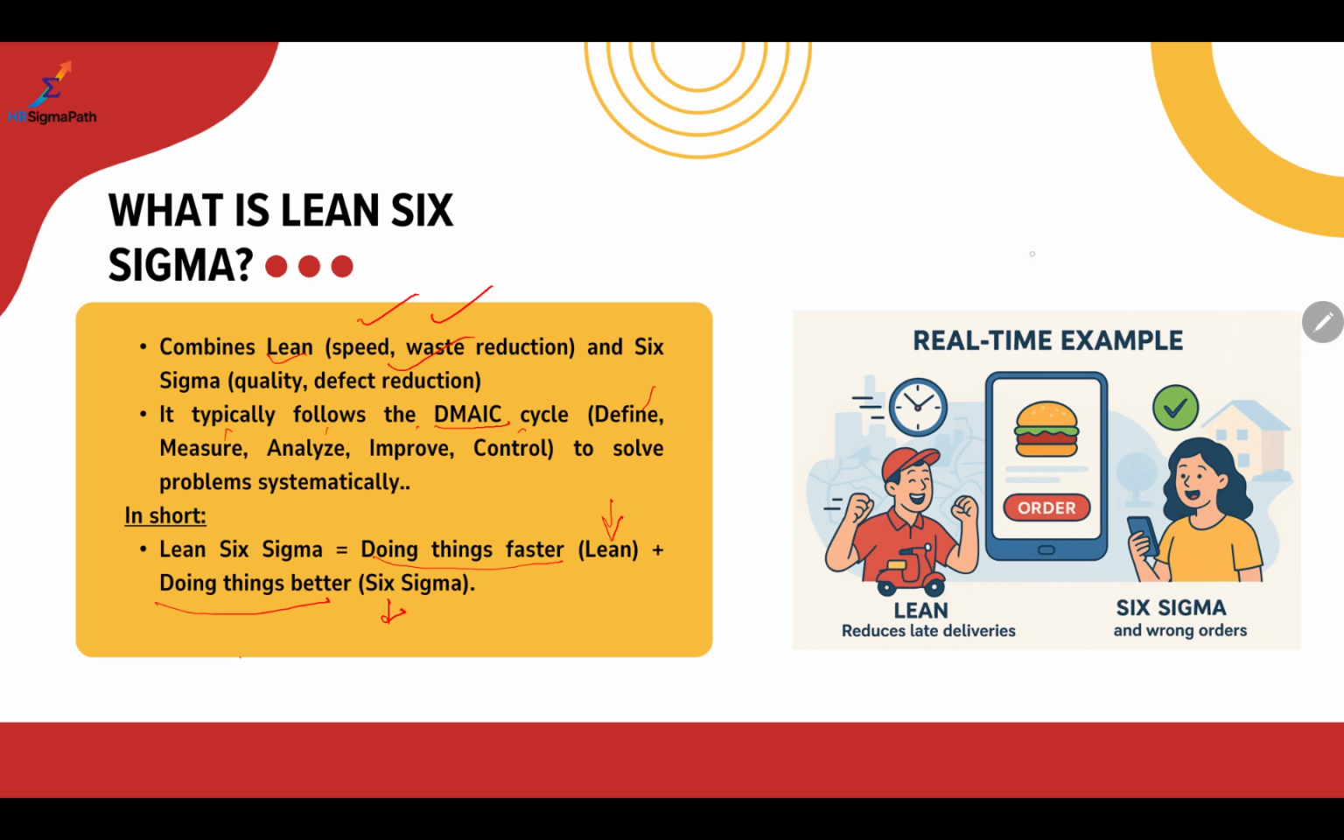There is one example here, a food delivery app, where they use the lean principle for reducing the late deliveries and use Six Sigma for reducing wrong orders by using the customer's feedback and route optimization.